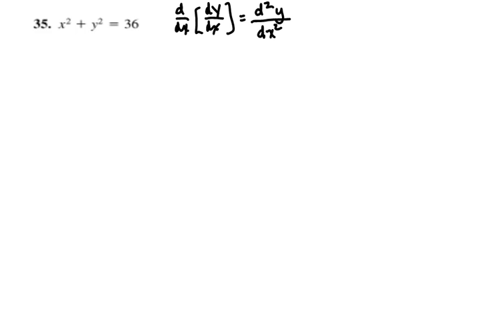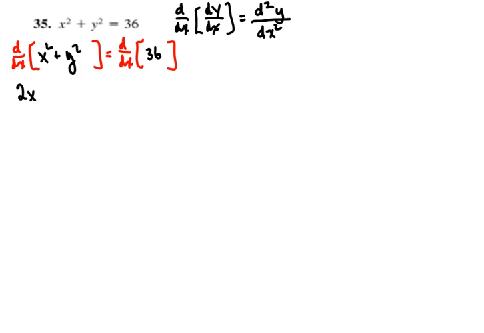And so we're going to go through this and find the second derivative of x squared plus y squared equals 36. Remember, this is a circle centered at the origin, radius 6. Alright, so we have the derivative with respect to x of x squared plus y squared is equal to the derivative with respect to x of 36. From the left side, the derivative with respect to x of x squared is just 2x. Derivative with respect to x of y squared is 2y y prime. Derivative with respect to x of 36 is 0.